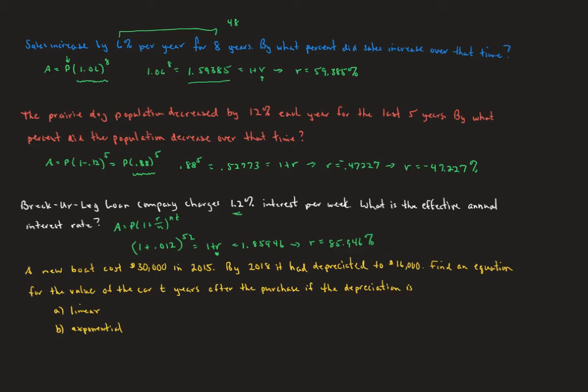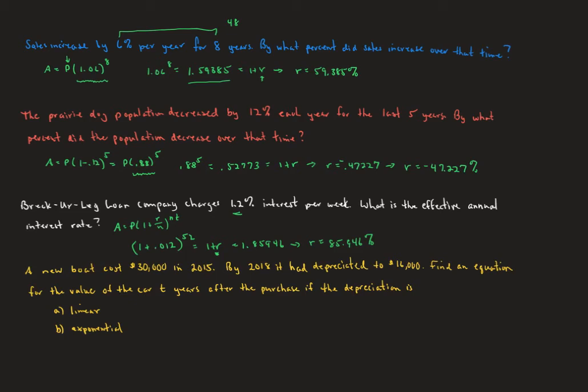Now the yellow one: a new boat cost $30,000 in 2015. By 2018, it had depreciated, that is declined in value, to $16,000. We want to find an equation for the value of the car T years after the purchase if the depreciation is linear and then exponential.